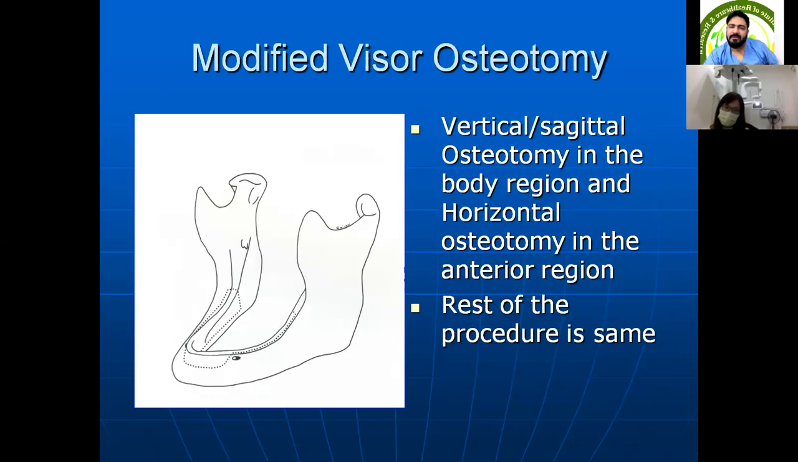In modified visor osteotomy, the vertical sagittal osteotomy is in the body region and horizontal osteotomy in the anterior region. The rest of the procedure is the same. Here in the body region, the vertical sagittal osteotomy is there on both the sides. And in the anterior region, a simple horizontal osteotomy is there.